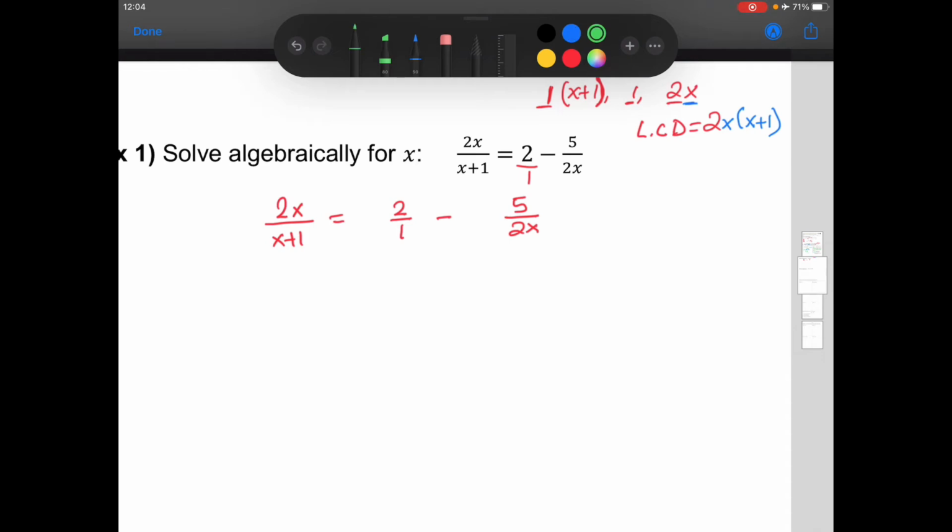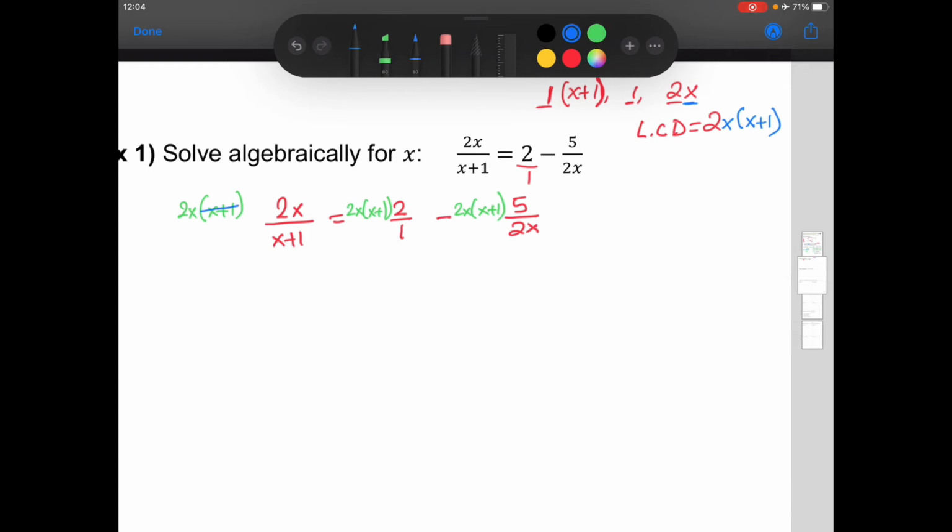So now what's my next step? I am going to multiply each term. I'm just going to rewrite it. 2x times x plus 1. I'm going to multiply each of these terms by my LCM, 2x times x plus 1. And the magic of LCM is that my denominators will be gone, and then we have an equation that we've been working with, either a linear or a quadratic, maybe a cubic too at times, depending. So let's see what cancels.